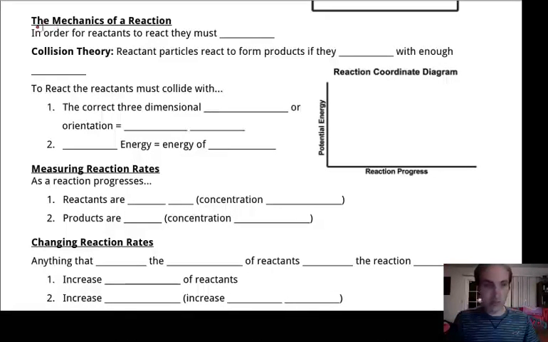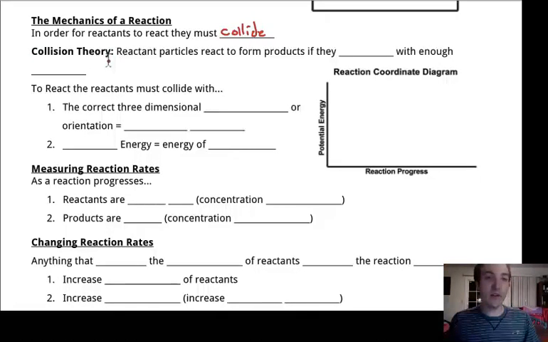So to understand the mechanics of a reaction, you got to think back to one of the concepts that we've talked about a lot this semester, and that is that in order for reactants to react, they must collide. So we've talked a lot about collisions this semester, whether we're talking about the creation of pressure, or things dissolving, so the solvent particles have to collide with the solute in order to break it up or dissolve it. So collision is really big for this semester, and that leads us to the collision theory.